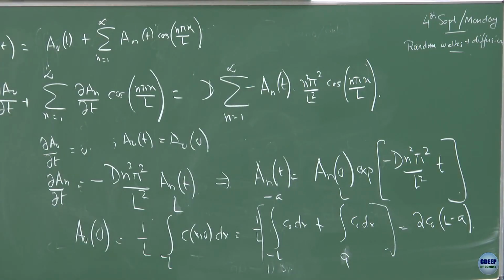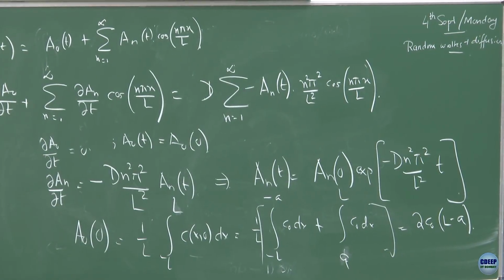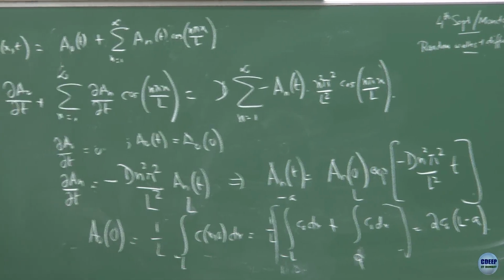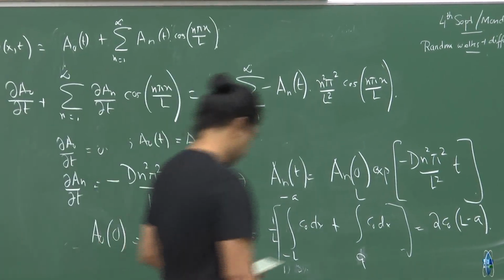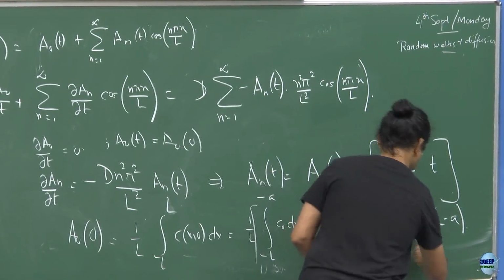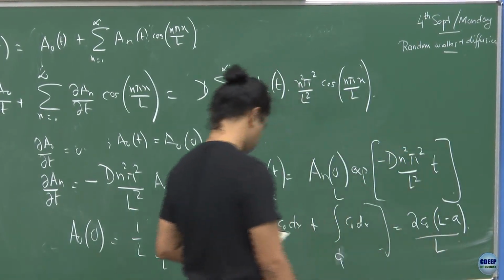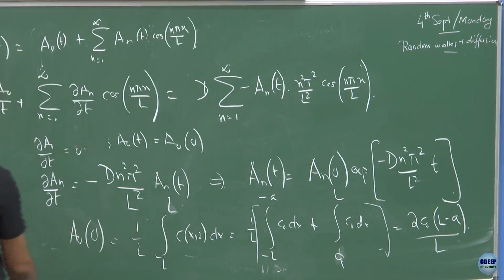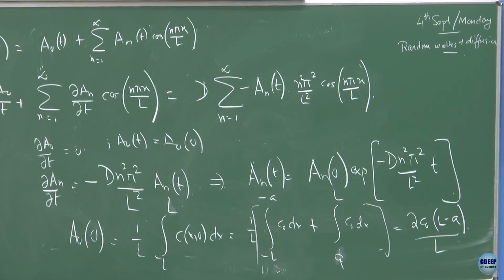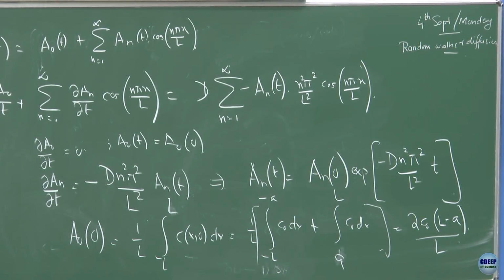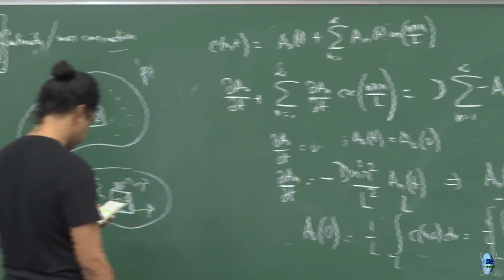Similarly, you can read off what are the AN of zeros. Again, you do this divided by L. Thank you. Similarly, you can read off these ANs. So, I will just write down the answer.